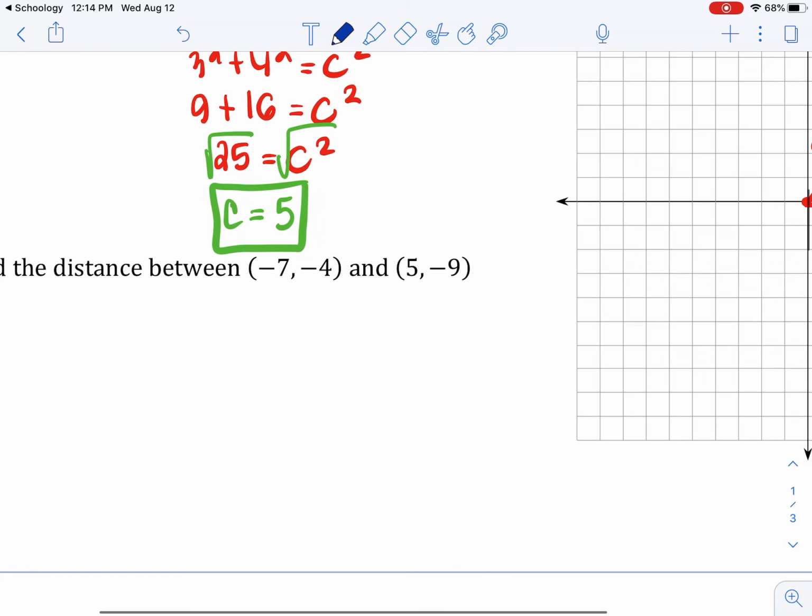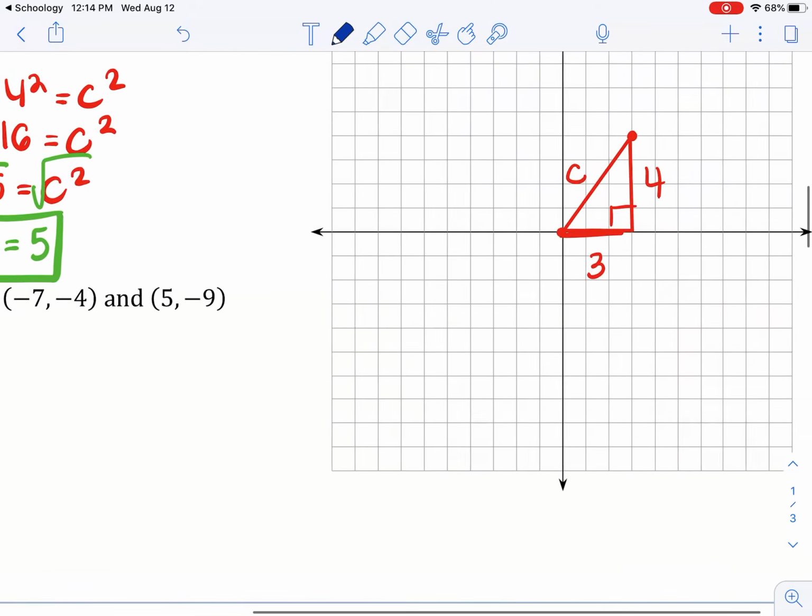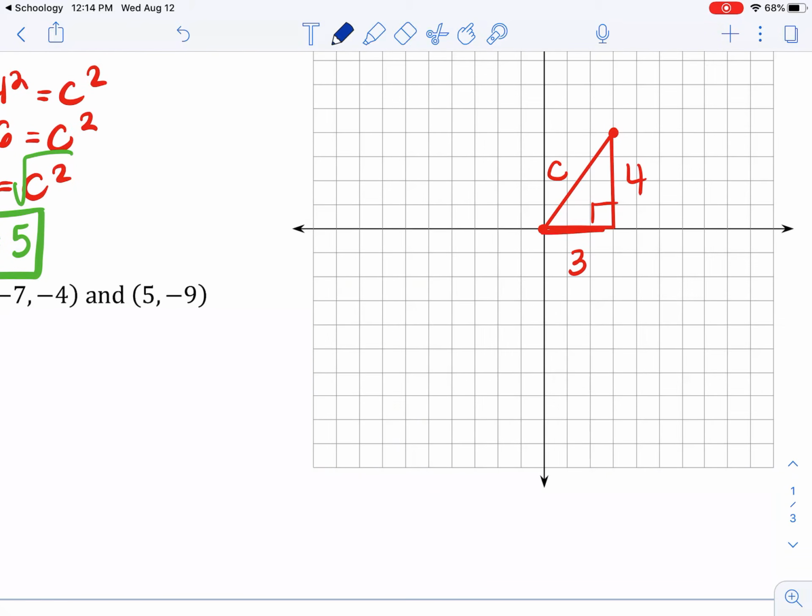Find the distance between the 2 points. With distance, I like to graph it. All right, so -7, -4. 5, 1, 2, 3, 4, 5, -9.